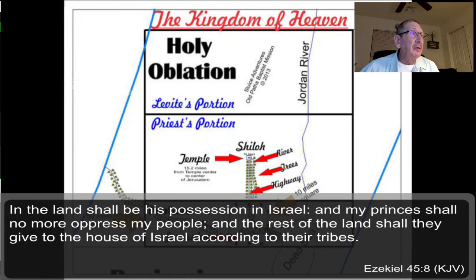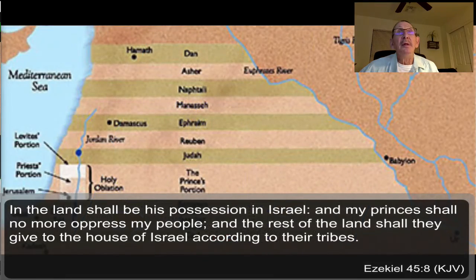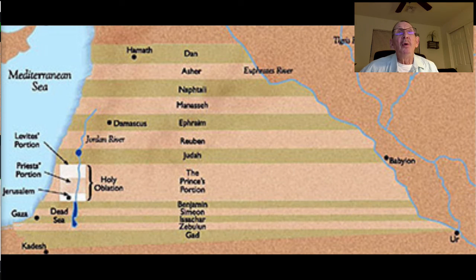So back to Ezekiel 45:8. And the land shall be his possession in Israel, and my prince shall no more oppress my people, and the rest of the land shall they give to the house of Israel according to their tribes. And this is where we get into the map I showed you there. According to their tribes. This lists all the tribes, and we won't jump into a lot of it today, but I'll just show you this map, and we'll take a few verses here.